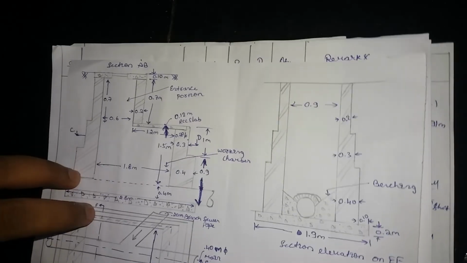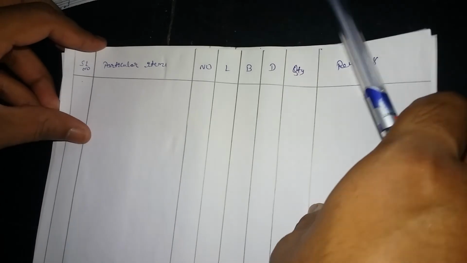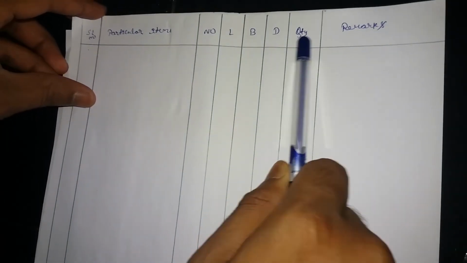Now we'll take out the table. As usual, we need to write the table contents, that is serial number, item number, length, depth, quantity and remarks. This is as usual how we followed from the previous problems also. So first, what is asked, the serial number is earthwork excavation. Write down that earthwork excavation.